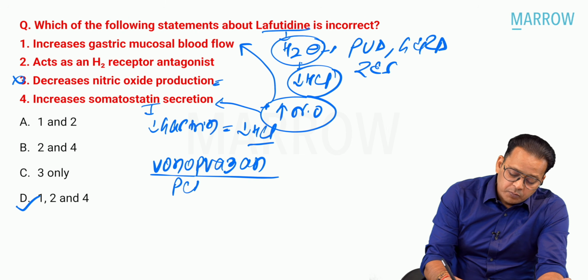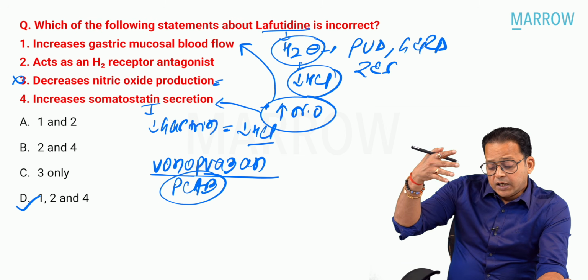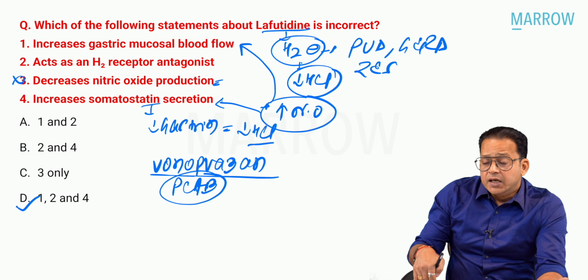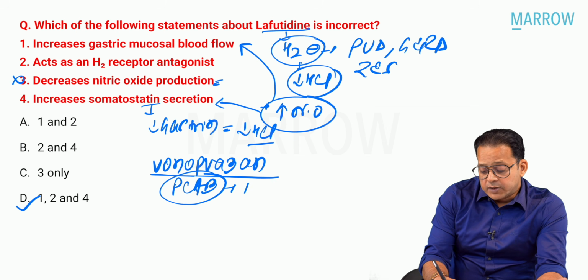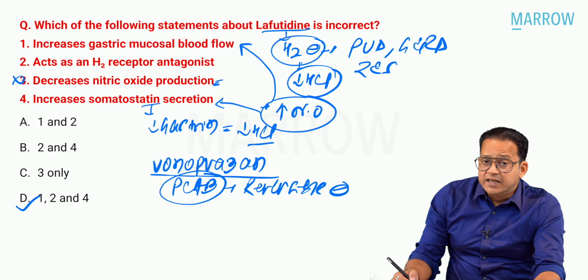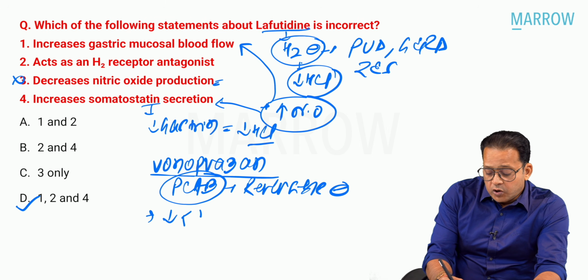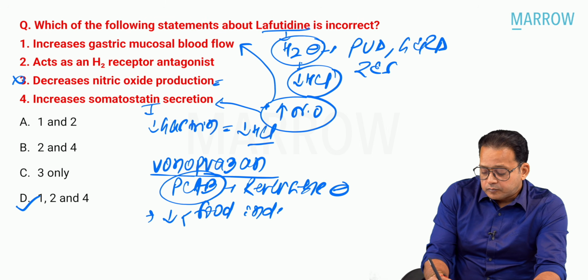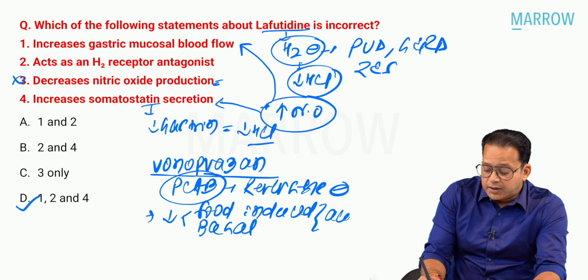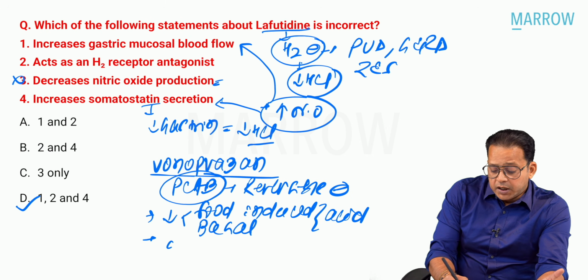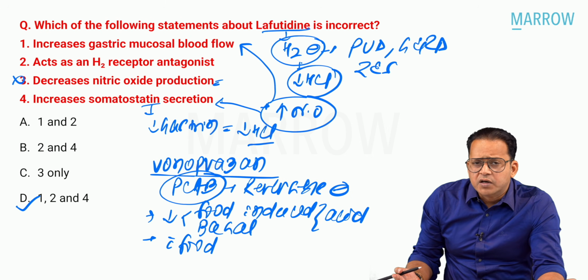Vonoprazan is a PCAB or potassium competitive acid blocker. Now, how is vonoprazan different from PPIs is what they're going to ask you. PPIs are irreversible inhibitors. PCAB is, number 1, a reversible inhibitor. Number 2, PPIs decrease only food-induced acid secretion. This drug decreases both food-induced as well as basal acid. PPIs have to be taken 30 minutes before food. PCAB can be taken with food, without food, whenever you want, you can take it.